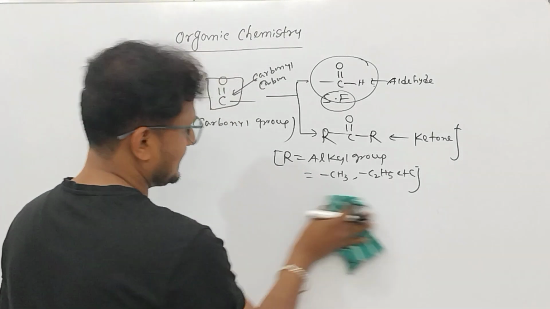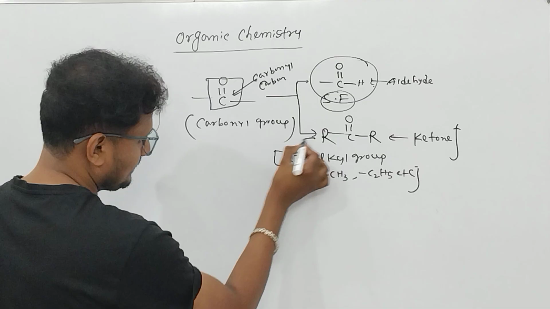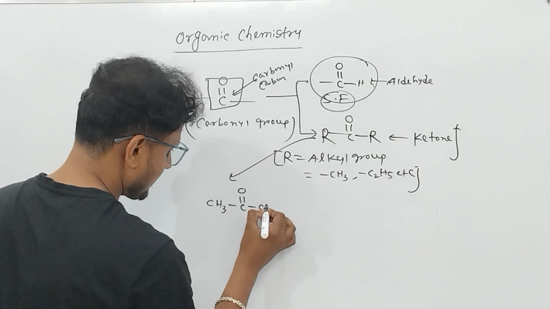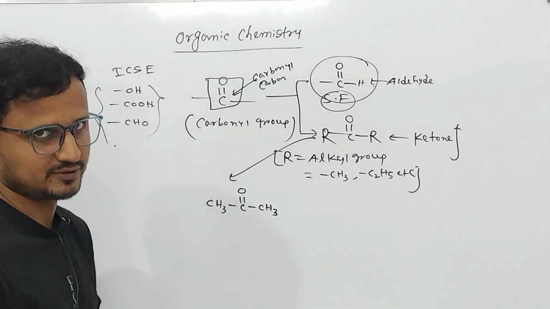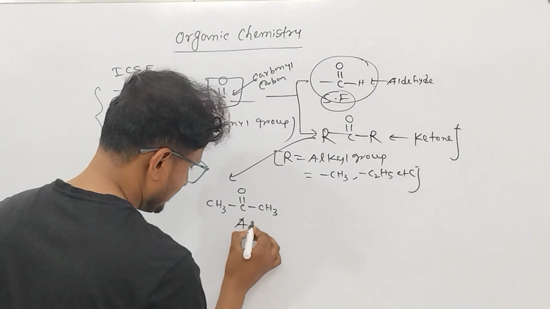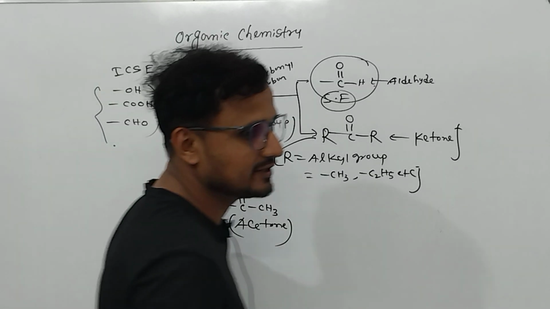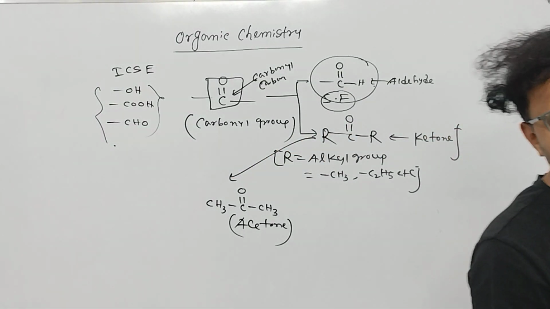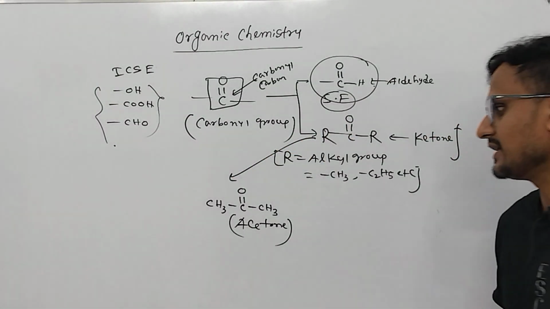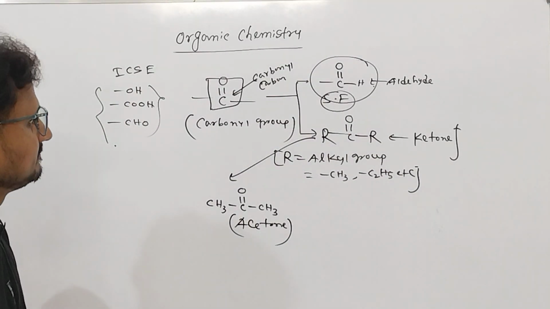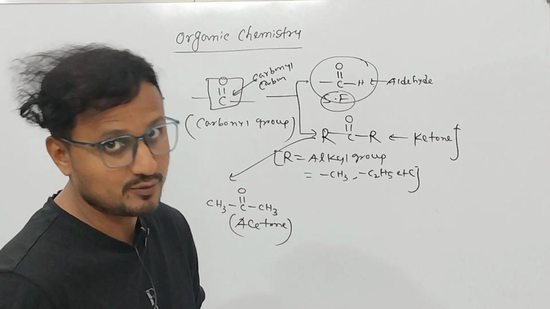Now let us take an example for the ketone. For this ketone, CH3COCH3, this is a good ketone. This is called acetone. Remember this. This is called acetone, an important organic compound. It is mostly used in organic synthesis. Acetone. Now let us go for other functional groups.